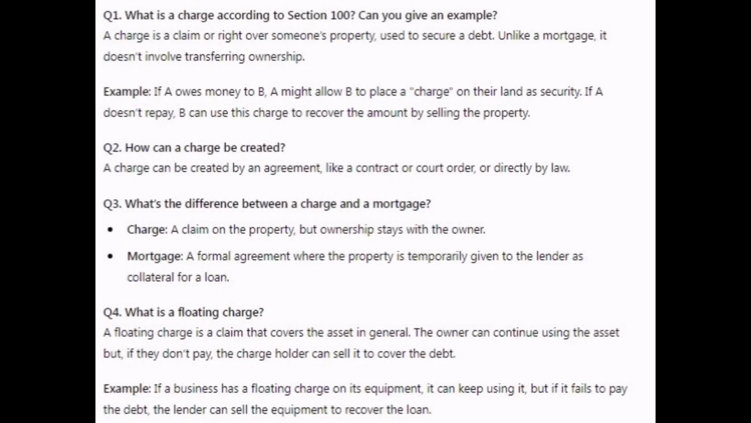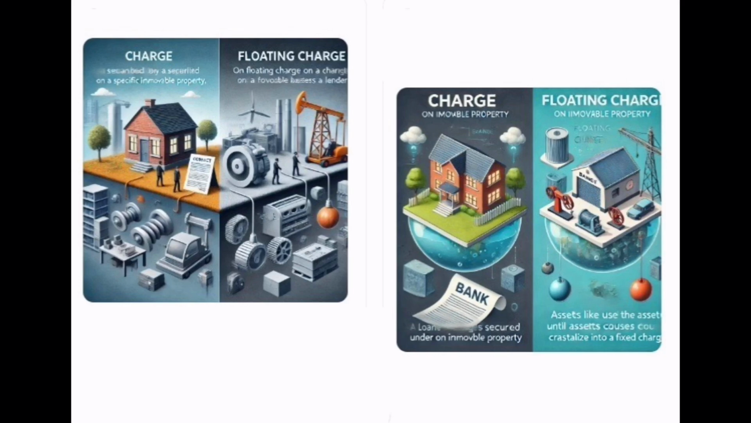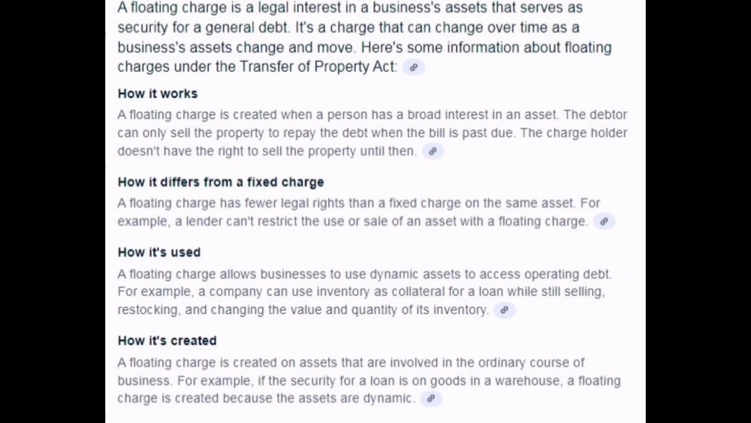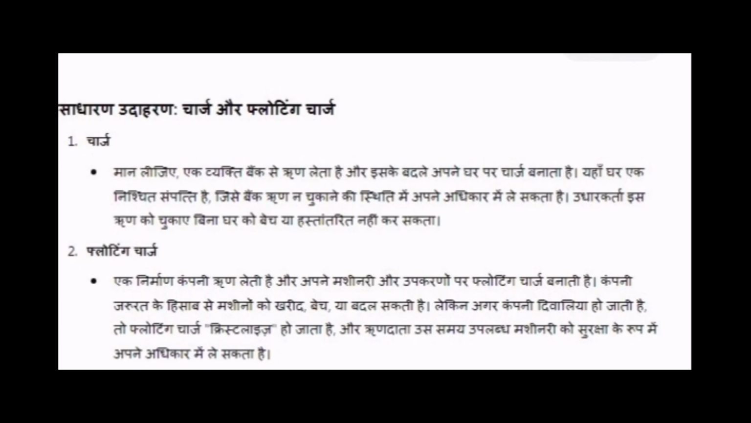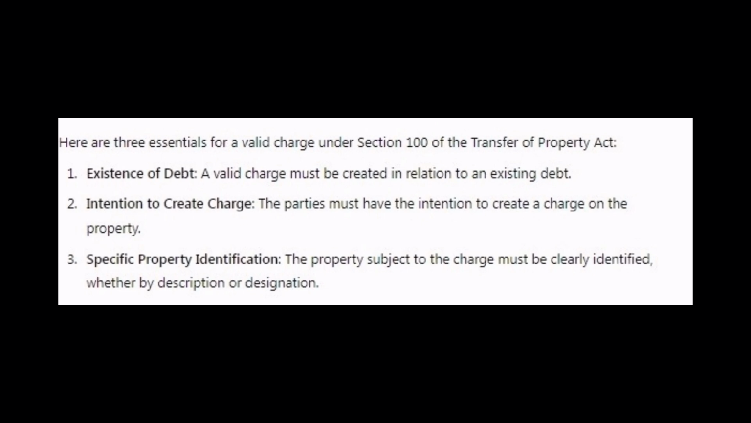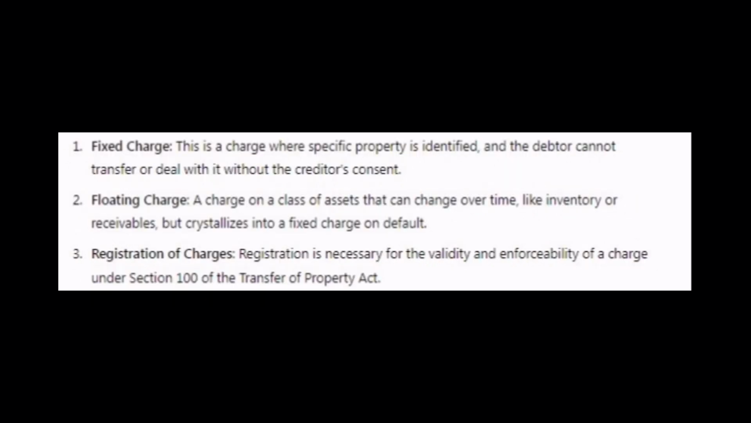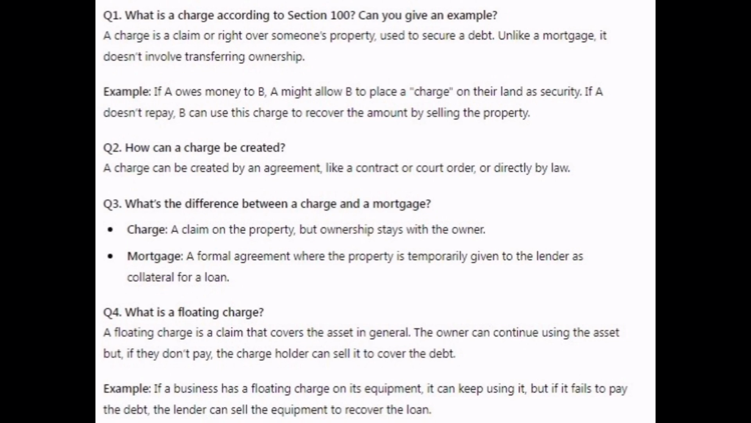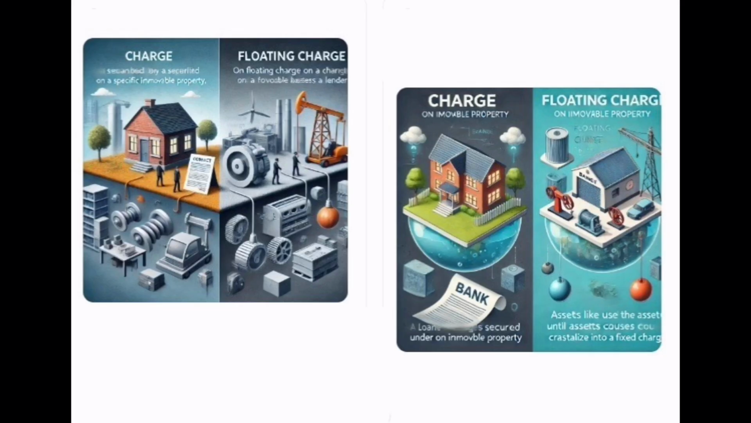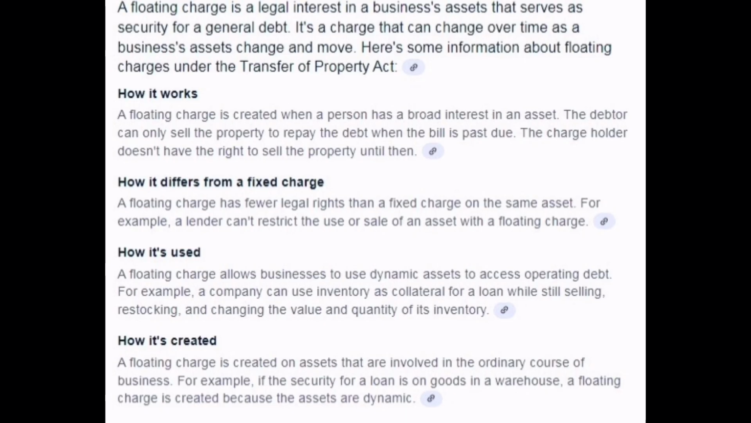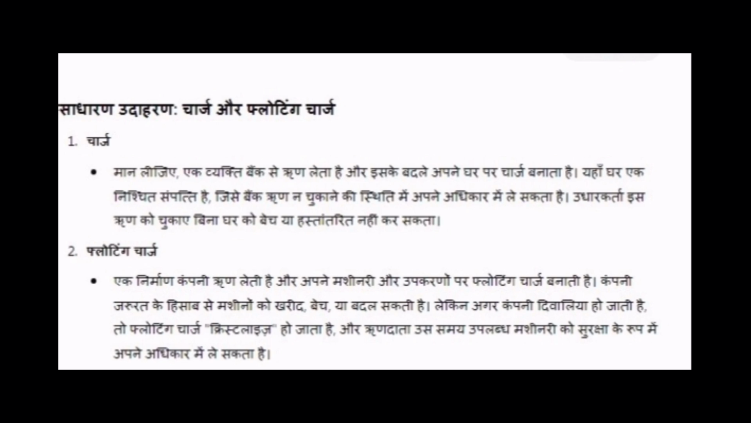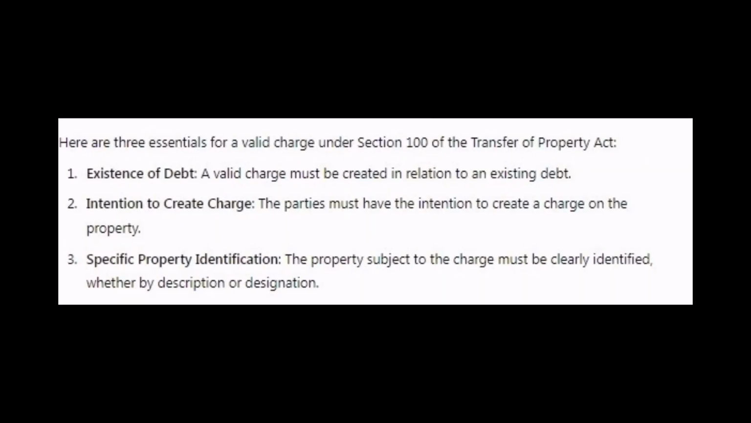Three essentials for a valid charge under Section 100 of the Transfer of Property Act. A. Existence of debt. A valid charge must be created in relation to an existing debt. B. Intention to create a charge. The parties must have the intention to create a charge on the property. C. Specific property identification. The property subject to the charge must be clearly identified, whether by description or designation.